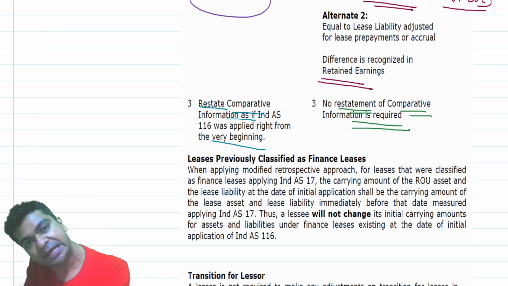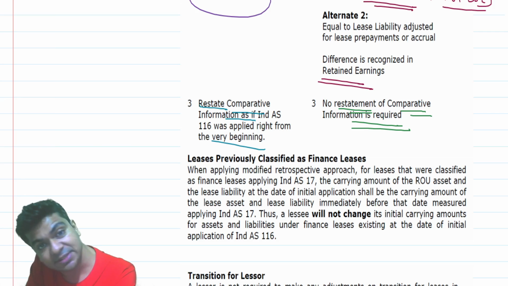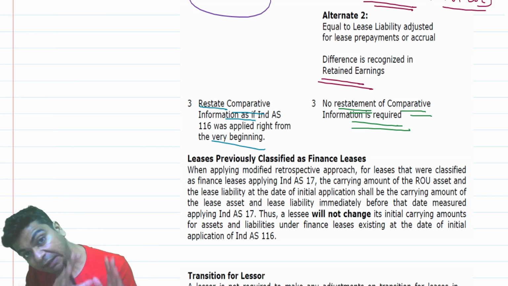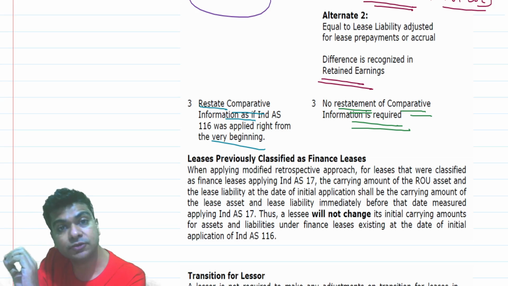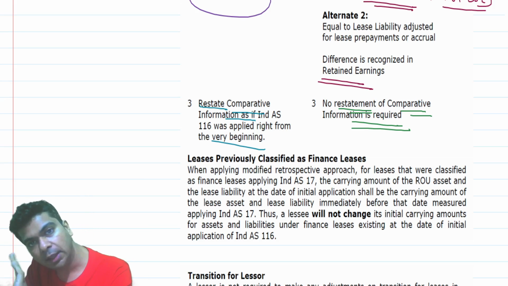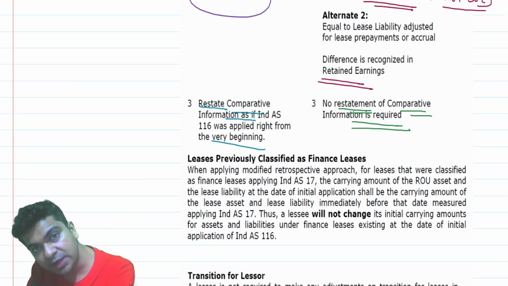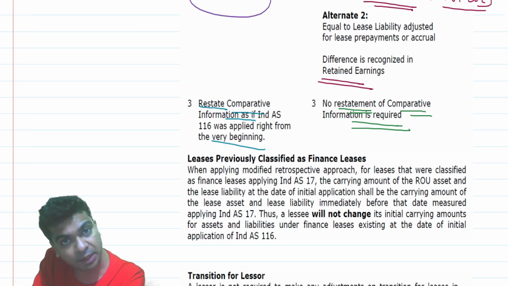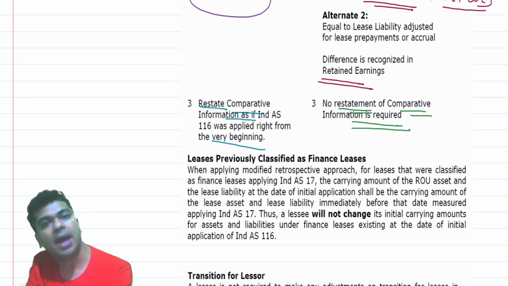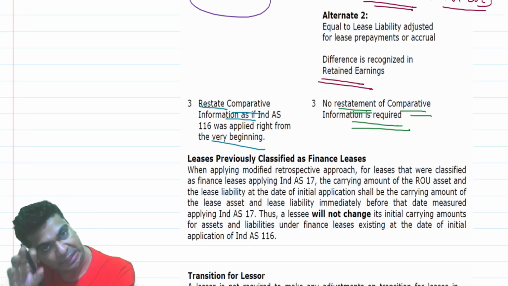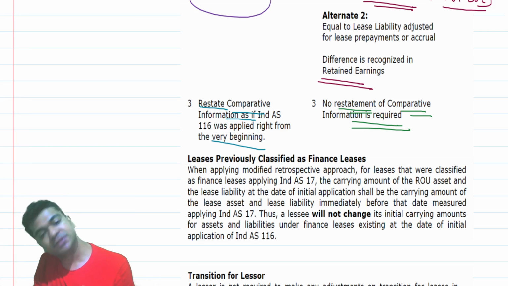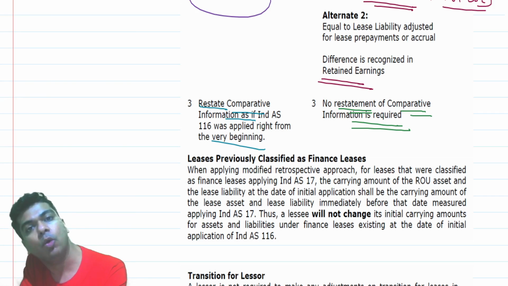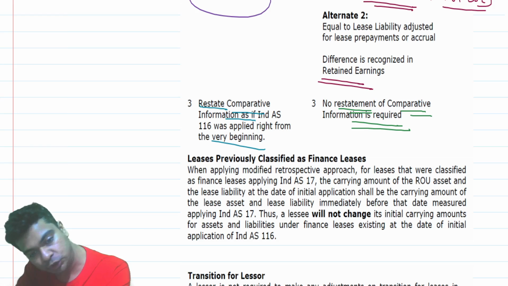What if, as per Ind AS 17, I had classified as a lessee some lease as a finance lease? Okay, here also, first you can do full retrospective calculation. If this finance lease, which you have recorded as a finance lease, was accounted for as per Ind AS 116 right from the very beginning, what will be the balances? And accordingly, you have to find out the balances on the transition date, adjust the difference in the retained earnings, and restate all the comparative information. This is if you are going for the full retrospective approach.